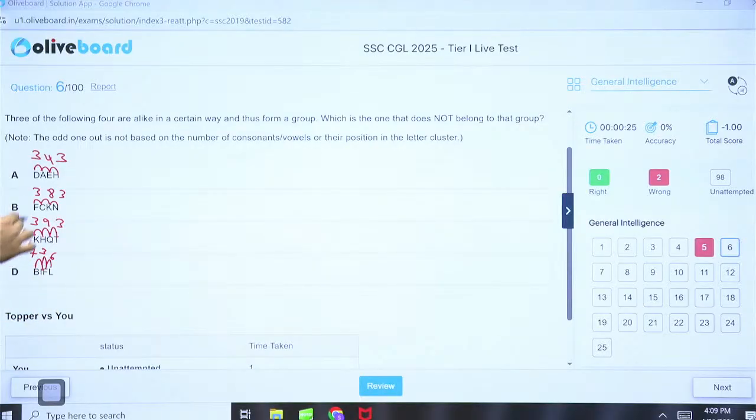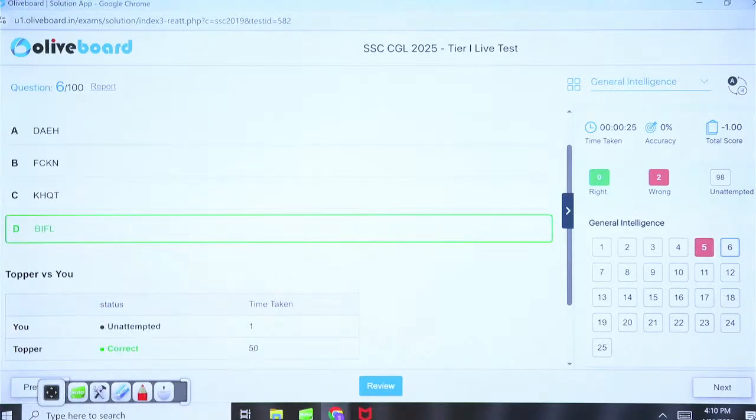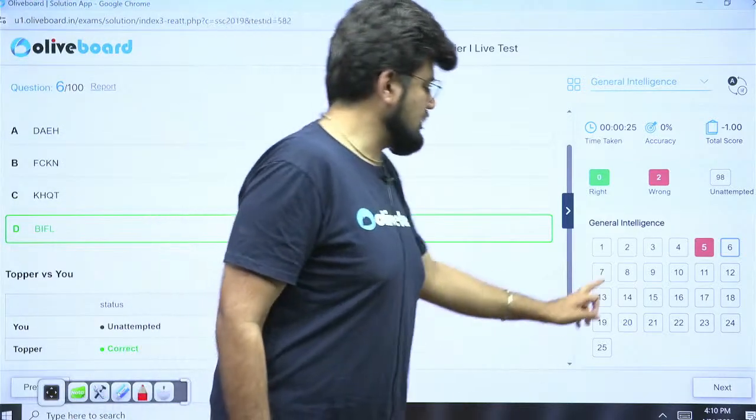After finding the difference, you will realize that these differences were not related at all. Only the first two and the last two letters like this had to be checked. Differences of 3 which is not being followed here. So option D becomes my correct answer. Okay, option D correct. Good job guys. It becomes the correct answer. Question number 7.